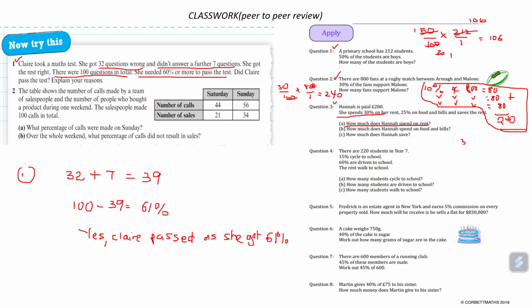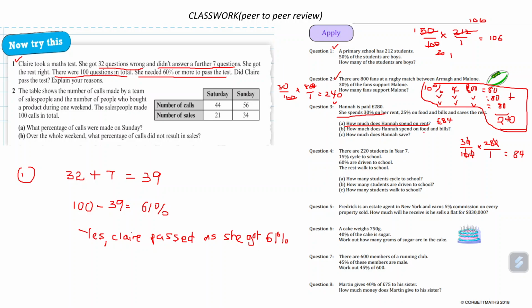So to find the 30%, let's write it here. 30% on rent times 280. This 0 cancels out this 0. So that will be 3 times 28. 3 times 8 is 24, 4 carry 2. 3 times 2 is 6, plus 2 is 8. So how much does she spend on rent? That's 84. She spends 84 on rent.